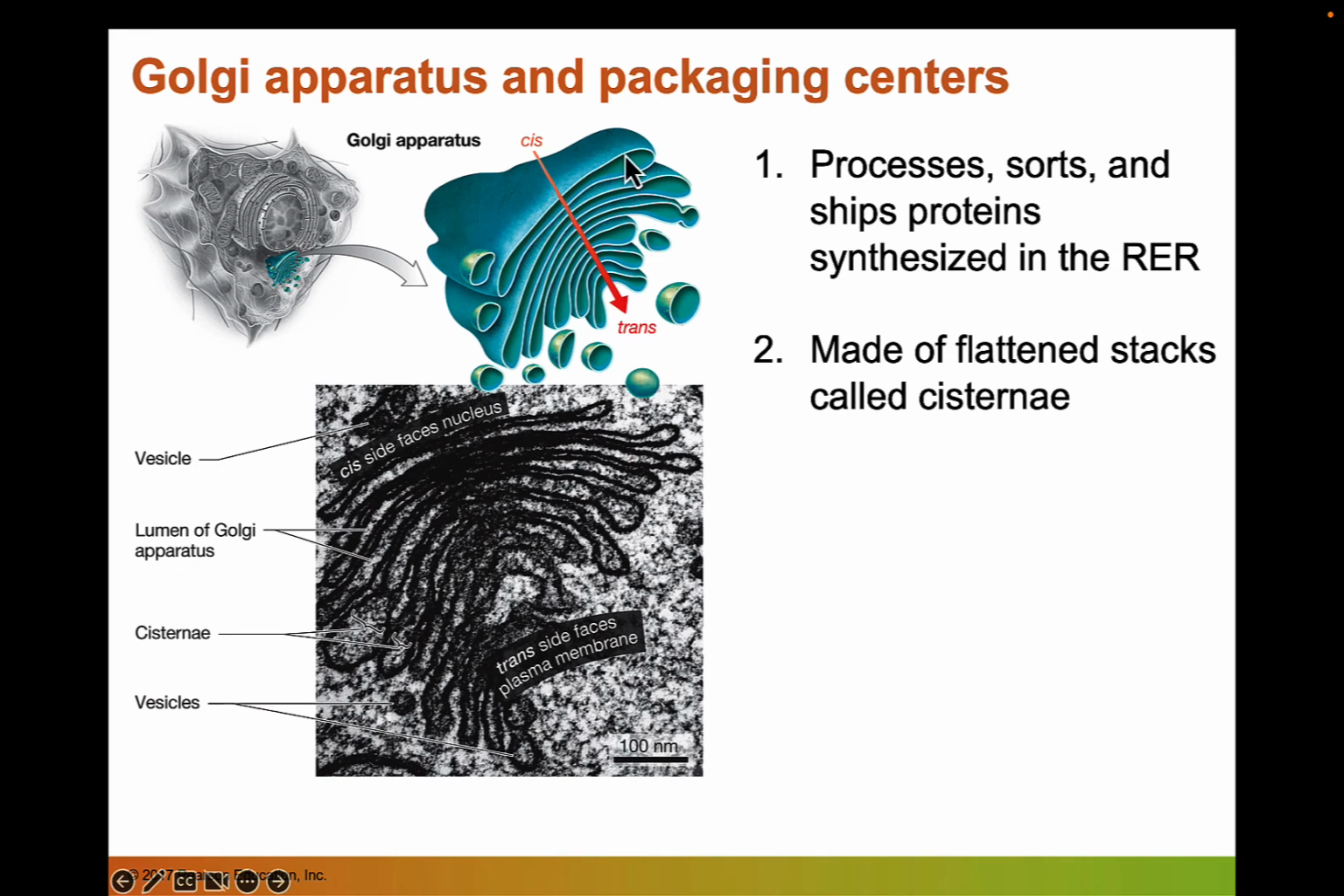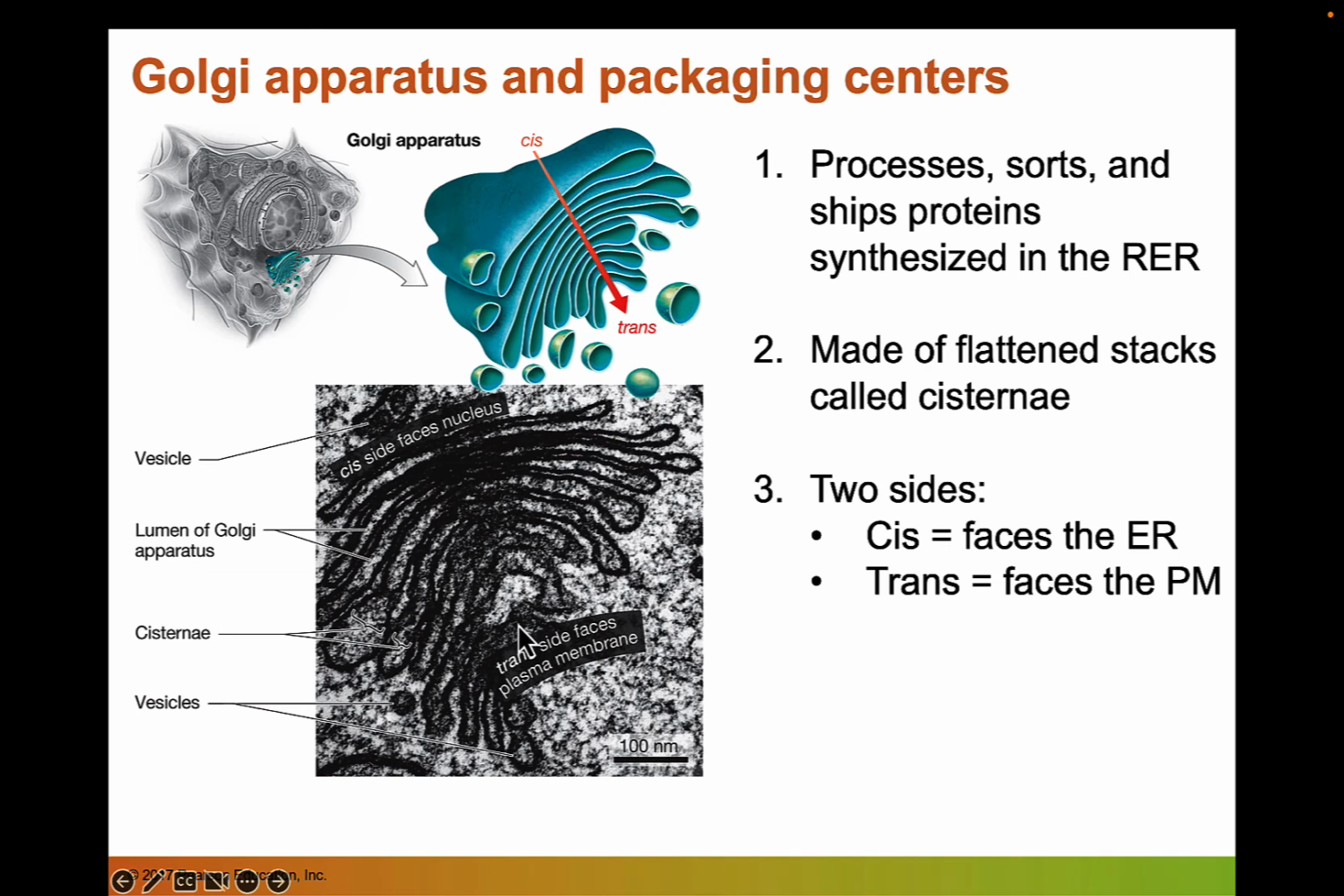And this Golgi apparatus is made up of these flattened stacks we call cisternae. And proteins actually are going to travel through this in vesicles from this cis side, so the side closest to the endoplasmic reticulum, to the trans side, and this is the side that is closest to the plasma membrane. So again, here's the transmission electron micrograph, and it's showing our Golgi cisternae, which are these flattened stacks.